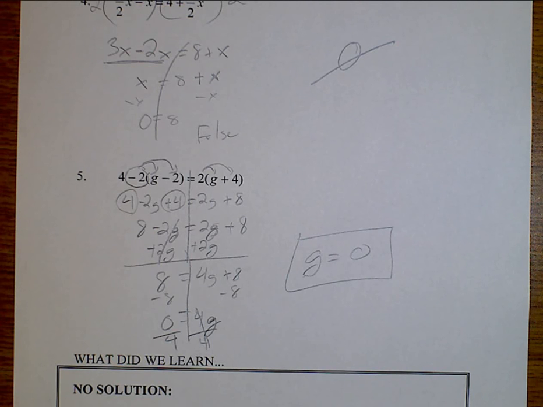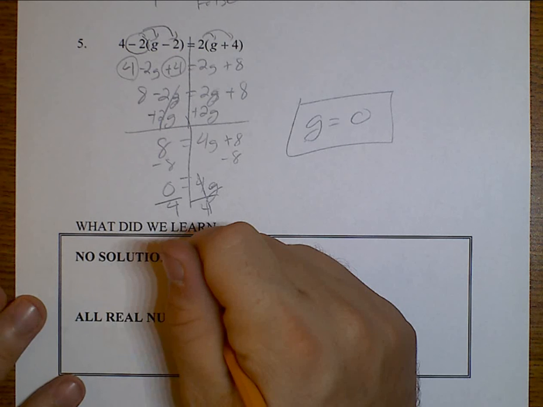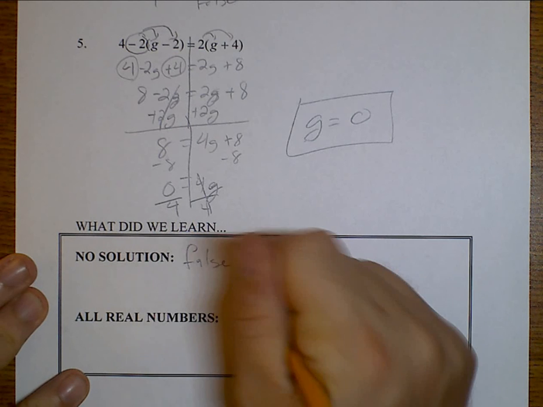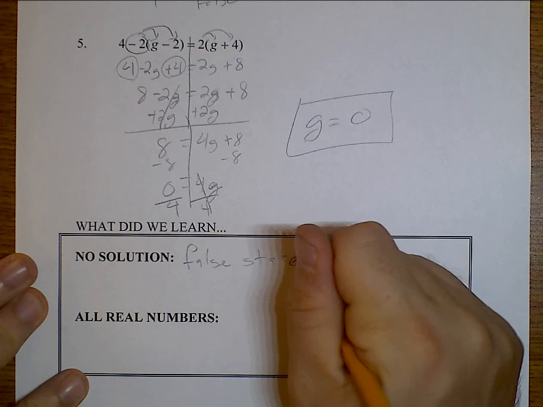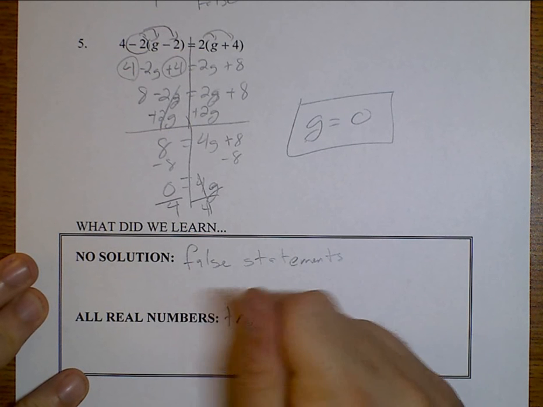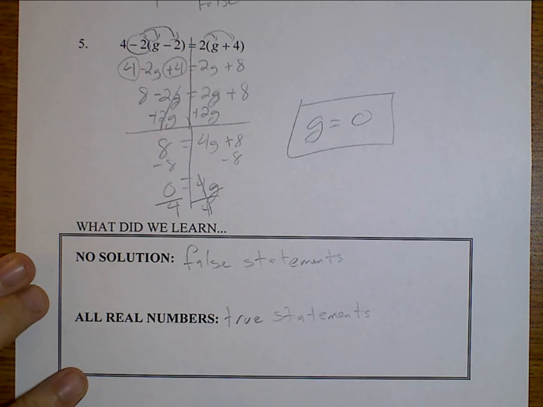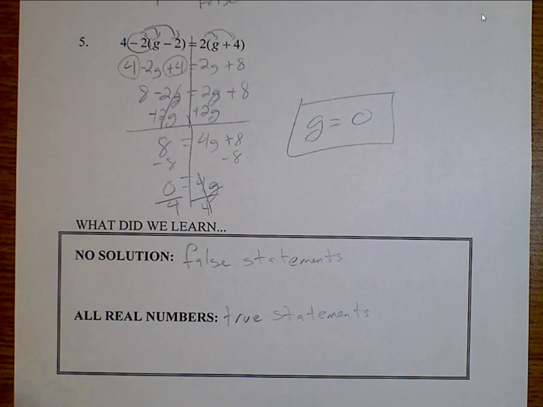So what did we learn? We have no solution when we end up with a false statement. We have all real numbers when we wind up with true statements. So this should be a review. It's just solving equations. Your variable will be on both sides.